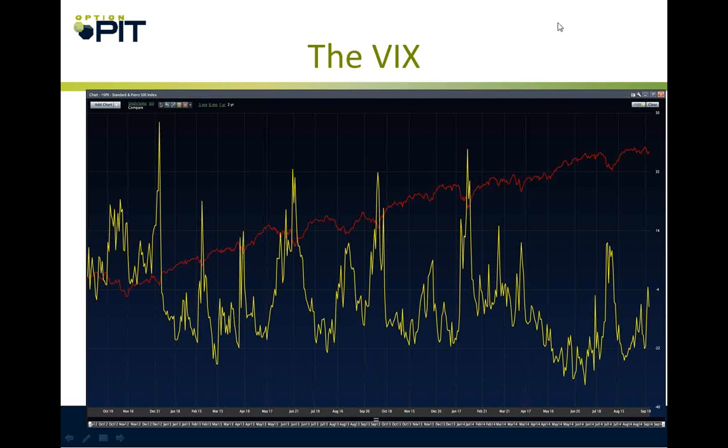So let's look at a chart of VIX, all right, versus the SPX. These are returns of the VIX in yellow versus some returns of the S&P over a 2-year period. And what does one notice? When the S&P returns stink, the returns on VIX are great. And when the SPX is doing well, the returns on VIX are not good.